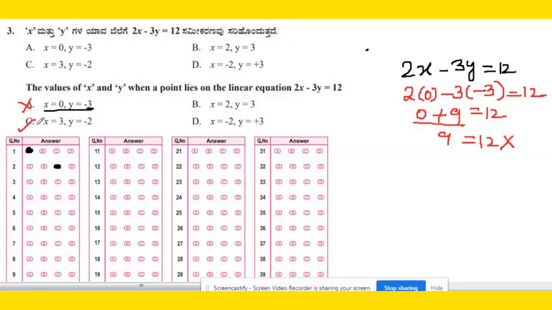We will check with option C. We are going to replace the values of x and y in the same linear equation.